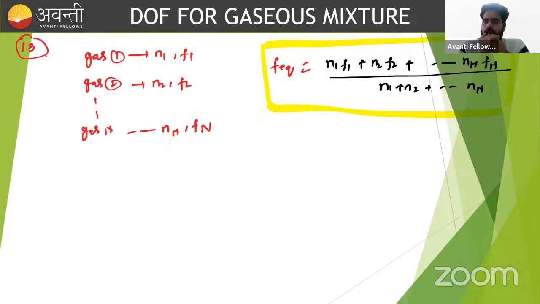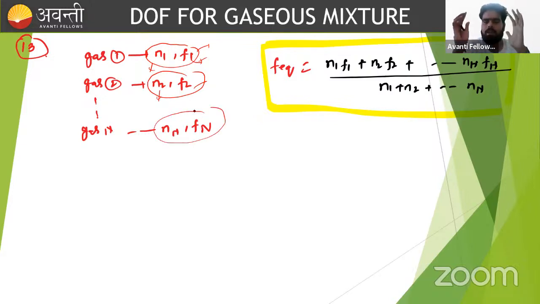Again, we want to find out what is the degree of freedom of the mixture or equivalent. Suppose I have gas 1, where the number of moles of gas 1 is N1, and suppose different types of gas, monoatomic, diatomic. So say gas 1 has degree of freedom F1, gas 2 has degree of freedom F2, and the number of moles is N2, and so on.